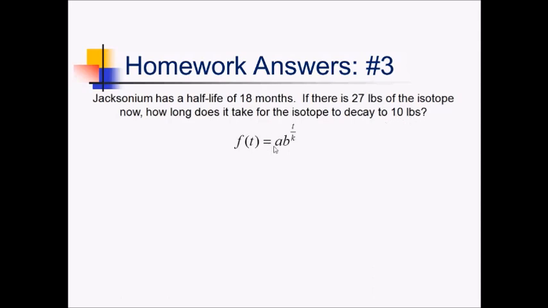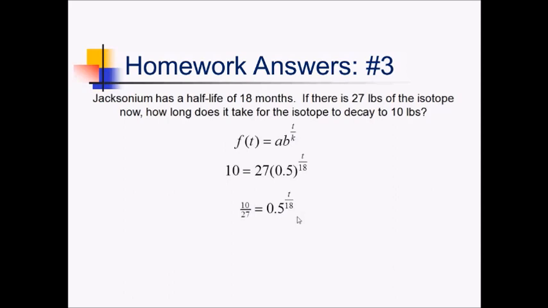The a value is our starting amount of 27 pounds. For b, we've got 0.5 or 1/2 because this is half-life. T is still going to be a variable. K is the half-life amount of 18. And now we're going to solve for t. We'll start by dividing both sides by 27 to isolate this exponential term over here.